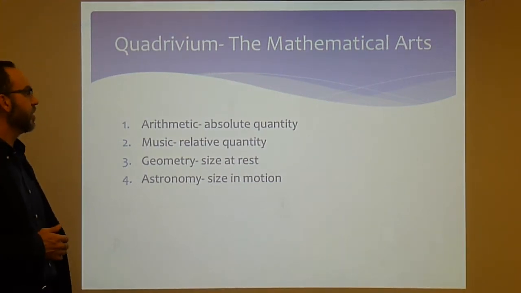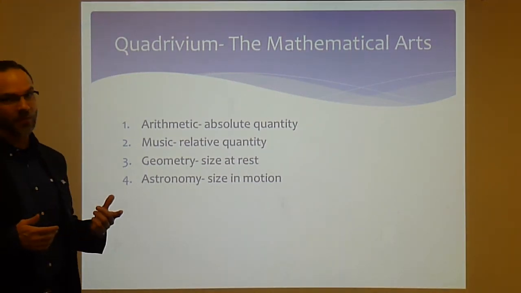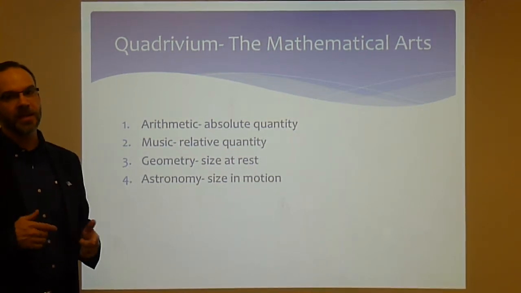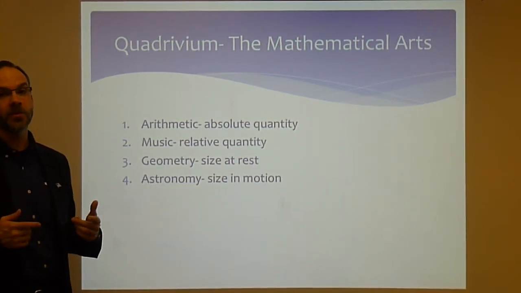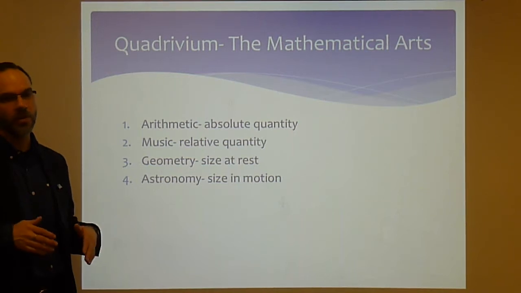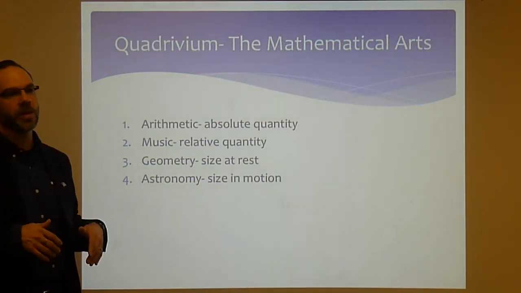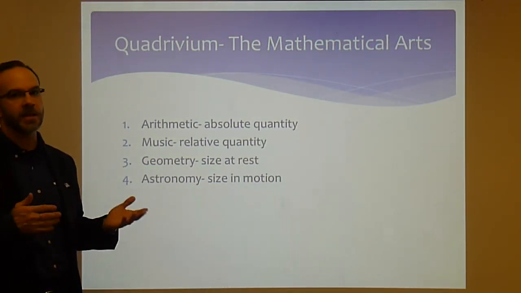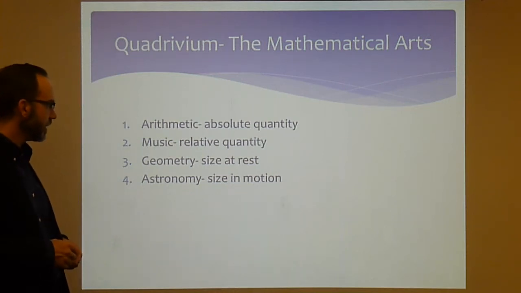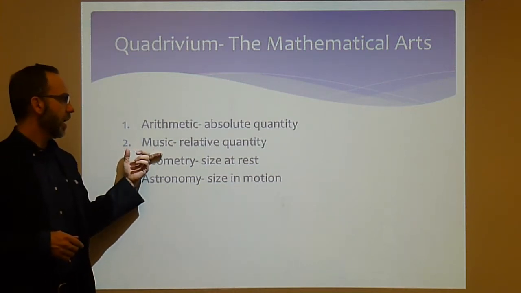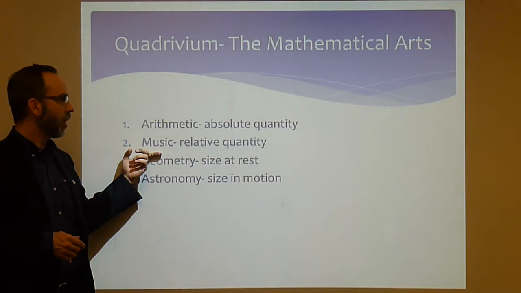four mathematical arts. The first one, he says, arithmetic is absolute quantity, and by that he means the properties of the numbers in relationship to themselves only, right? So what is a prime number? What do you get when you multiply an odd number by an even number? Those sorts of things. Next he says music is the next one on the mathematical arts.